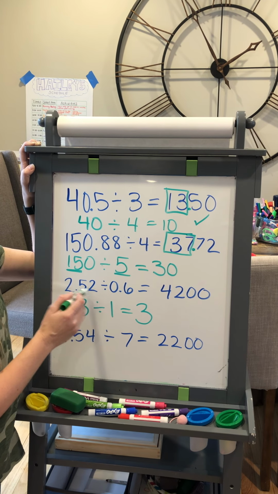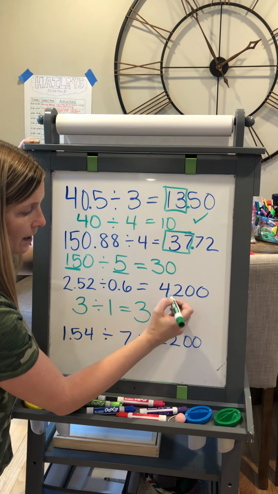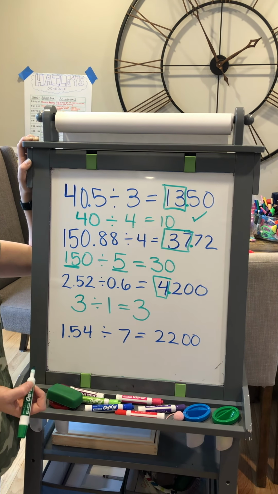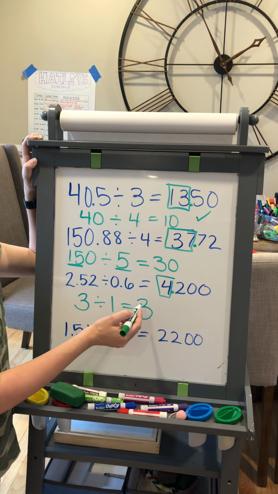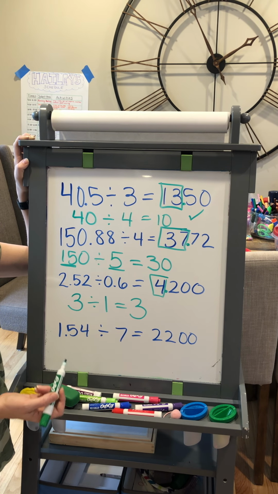Notice how this, though, is larger than the number I started with. So if my answer is going to be close to 3, I'm going to come all the way over here so that I have just a 4 as my whole number. And 4 is close to 3. It's the closest I'm going to get. So my answer is 4 and 200 thousandths.